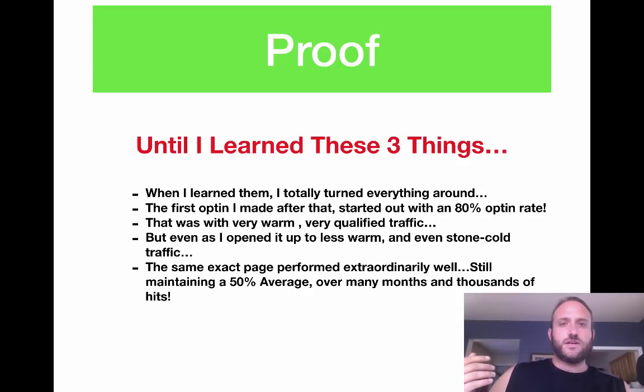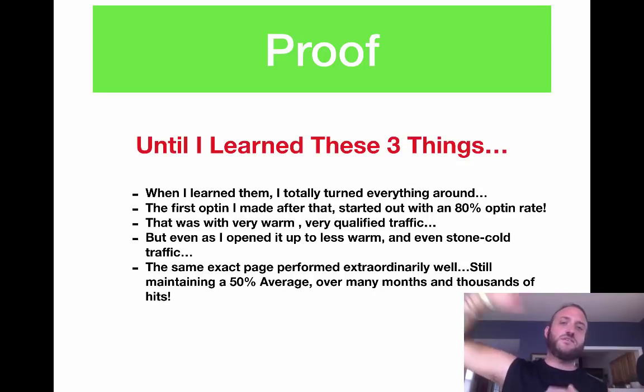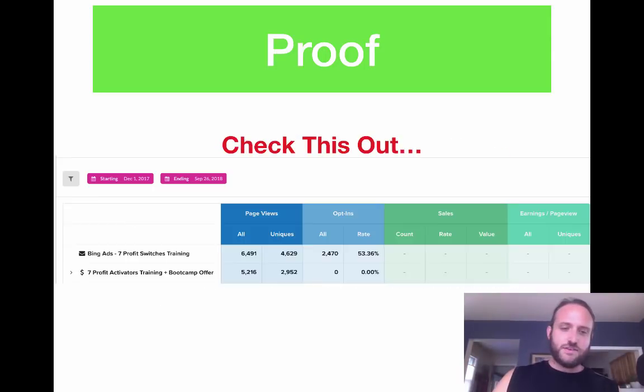So I knew that it would go down as soon as I started running less warm and even cold traffic to it. As I did that, I was still shocked to find that what it dropped down to as an average was somewhere around 50%. I'll actually show you a screenshot in a little bit of the actual number, I think it's 51 or something, but it's been run now for months, and it's gotten thousands of hits from various types of traffic. So even if you raise your average from 20 to 30 or 20 to 50 or 20 to 70 or whatever, it's still going to have a huge impact.